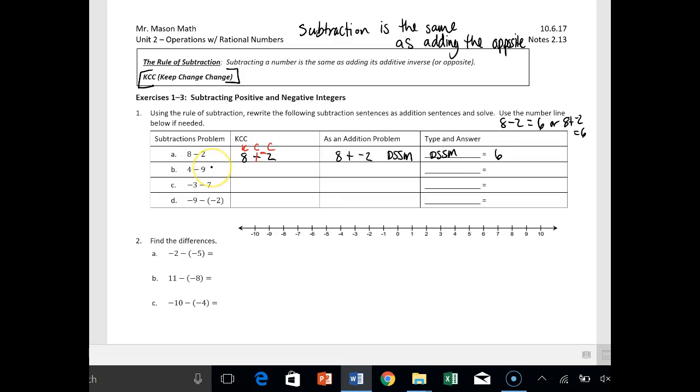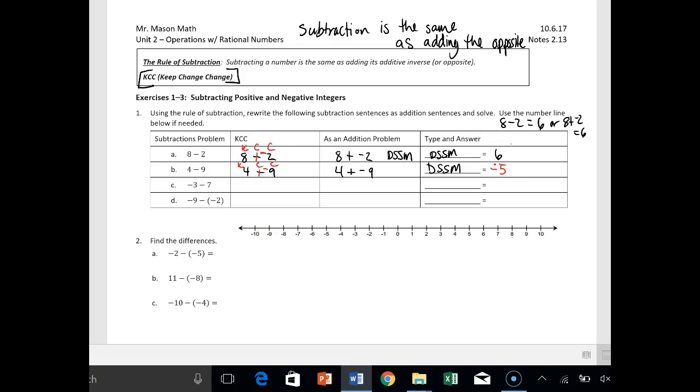Let's try this one. 4 minus 9. So we write 4 minus 9, and we're going to keep, change, change, plus a negative, right? So we now have 4 plus negative 9, right? The change part is right here. The subtraction became a plus sign, the 9 became a negative 9. So the type again is DSSM, different signs, subtract, keep the sign that we have more of. And so our answer is not 9, but negative 5. Not 5, but negative 5.